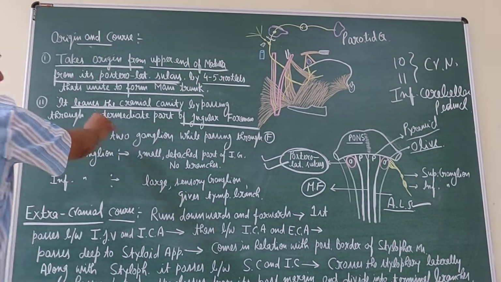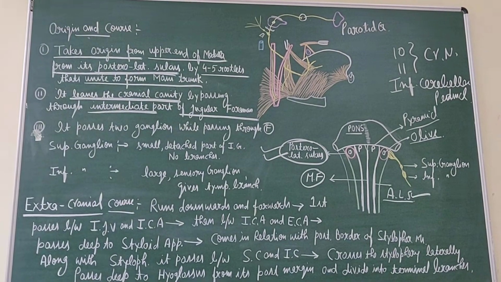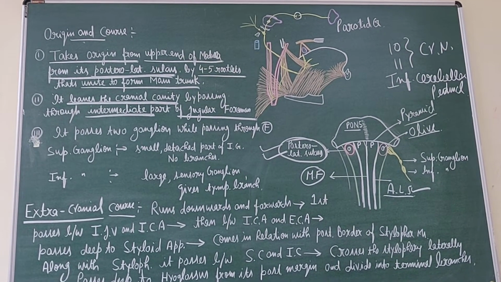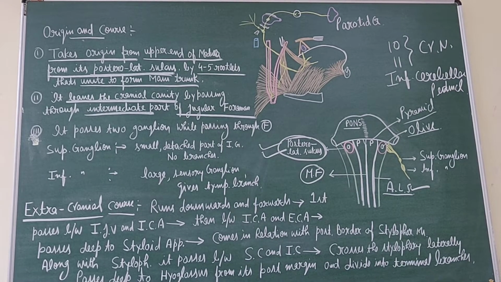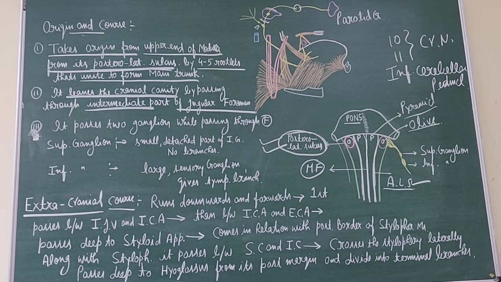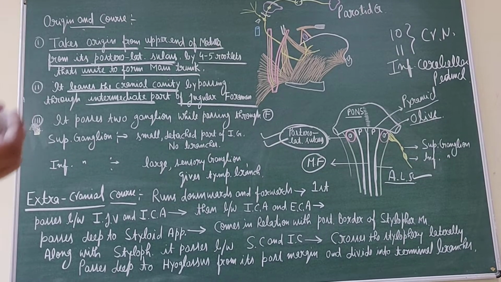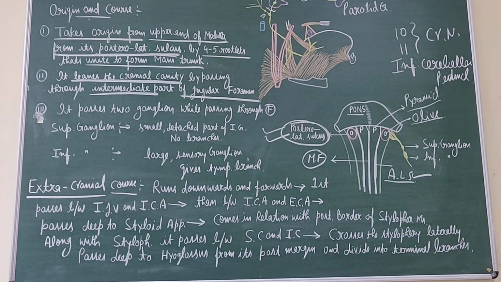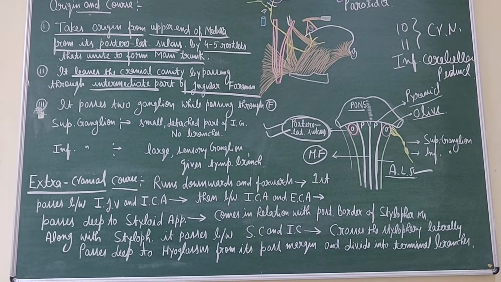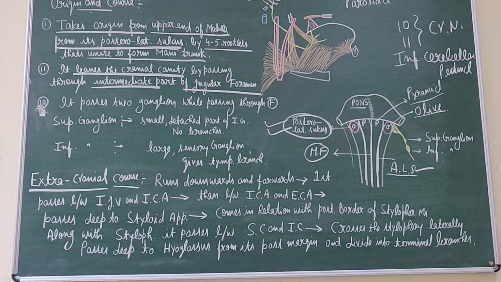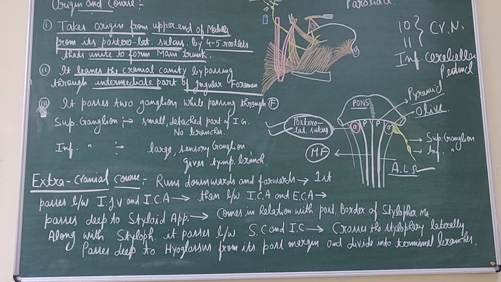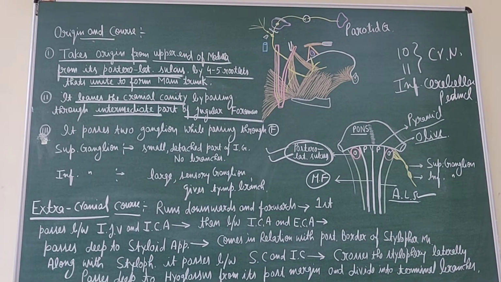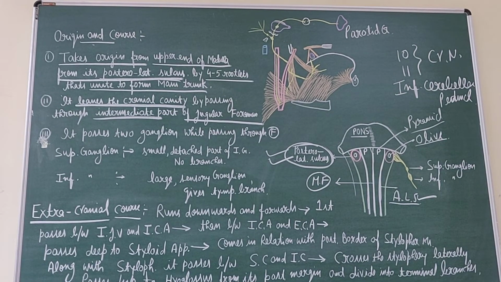This intermediate part of the jugular foramen contains 3 cranial nerves. Means 3 cranial nerves come out through the intermediate part of the jugular foramen, and that is the 9th, 10th and the 11th cranial nerve, and they are arranged anteriorly to posteriorly according to their numbers. Means 9th is anterior, 10th is intermediate and the 11th is posterior in position in the jugular foramen.